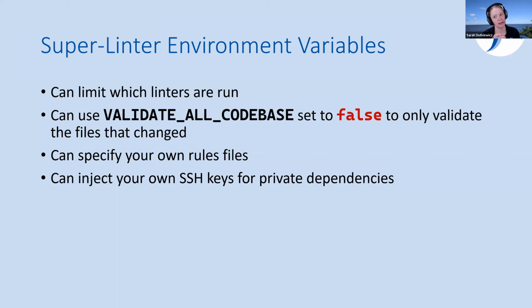Now there's a gotcha to that. If you're running Azure DevOps, or running SuperLinter in a Docker container for another platform, for example, that validate all code base gets set to true if you do what's called run local. And we'll talk about run local when we get into the code. You can specify your own rule files. You can inject your own SSH keys if you have private dependencies that rely on them. You can also inject your own SSL certificate. And all that guidance is on the SuperLinter site.